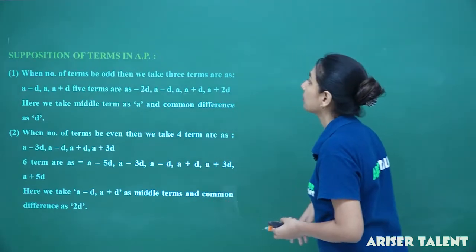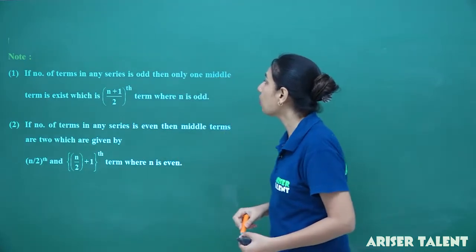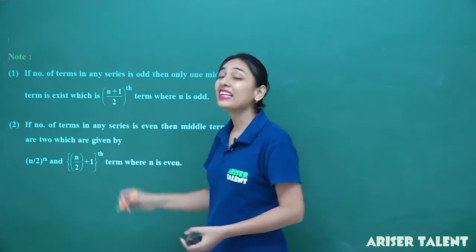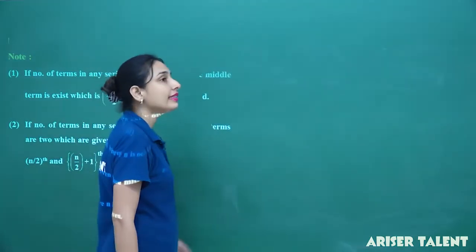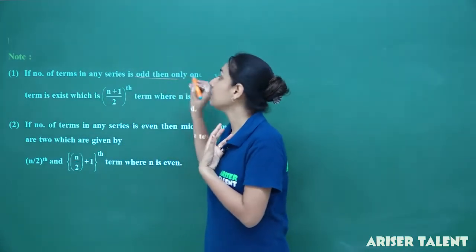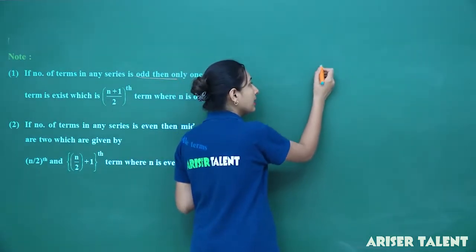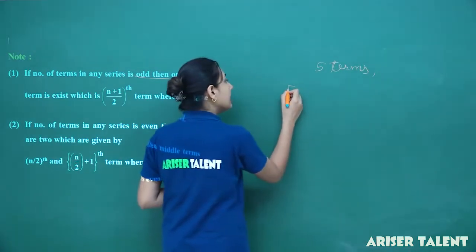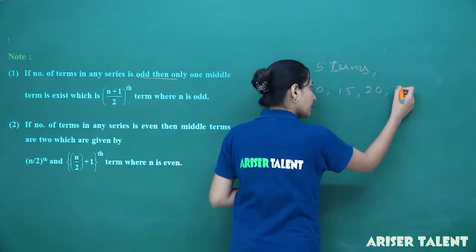Now next, if the number of terms in any series is odd, then only one middle term exists, which is the (n plus 1) by 2 term. Now what is the meaning of this? Let's suppose I am taking some odd number of terms, like 5 terms. For example, a simple series: 5, 10, then 15, then 20, then 25.